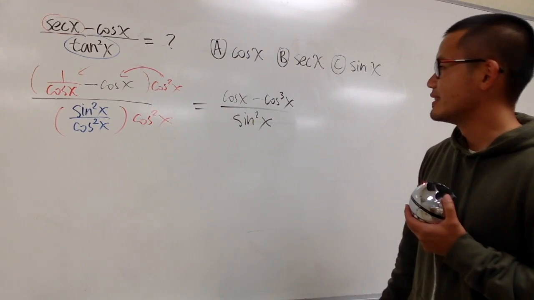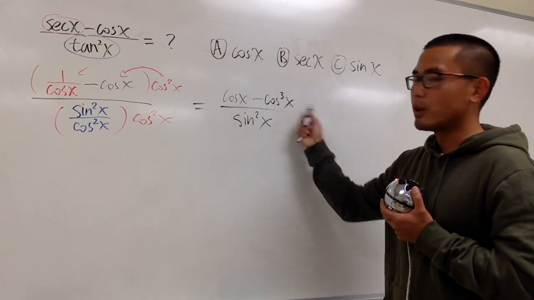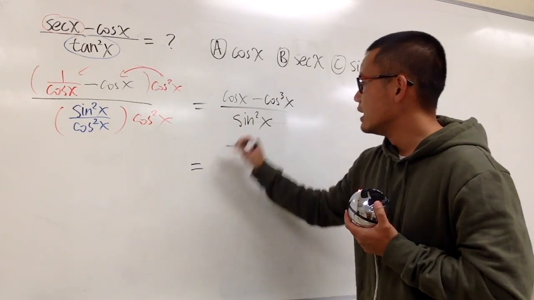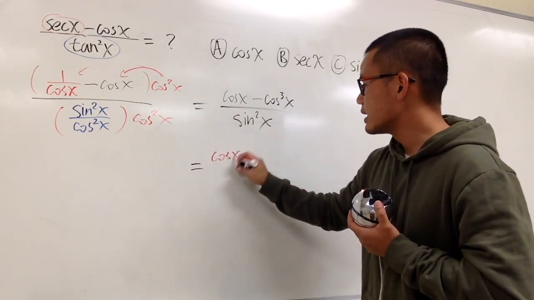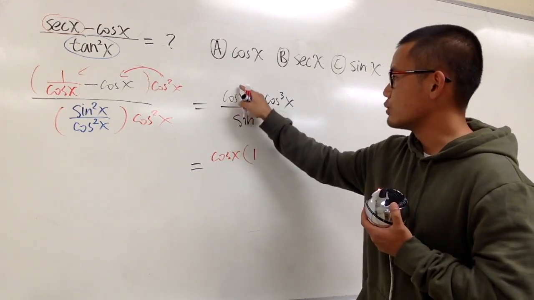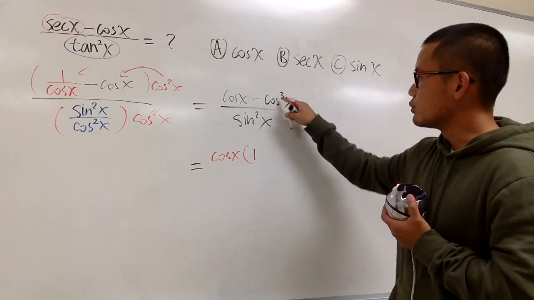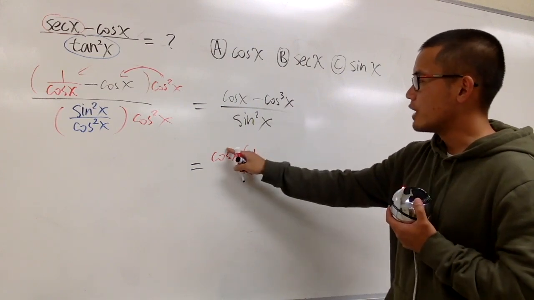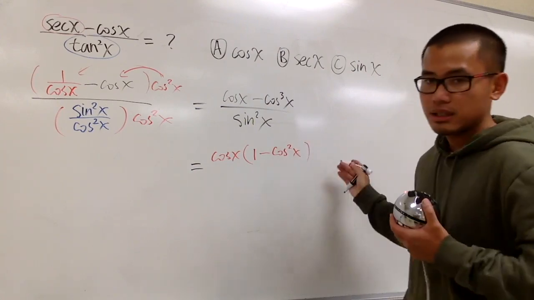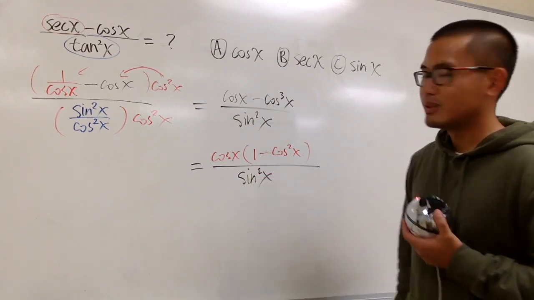And what can we do next? Well, on the top, we have cosine x minus cosine to the third power x. I can factor out a cosine, right? So let's do that. I want to factor out a cosine x, and then in that case, I will just be left with 1 right here, because this was cosine to the first power, but I factored it out earlier. And then, originally you have 3 powers right here, right? The third power here, I factor out one of them, so it becomes just minus cosine square x, like that. And I still have this over sine square x, okay?